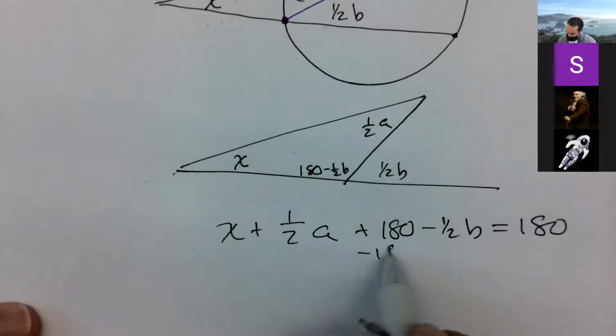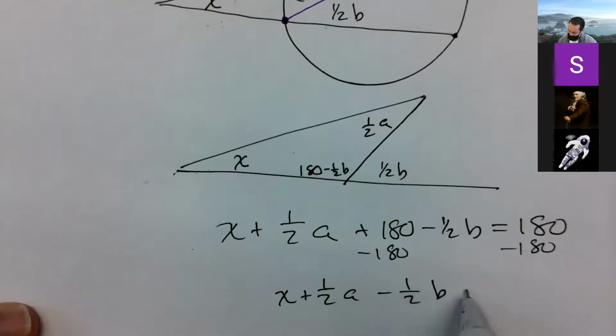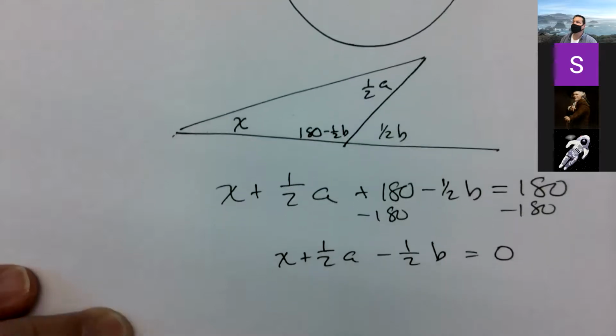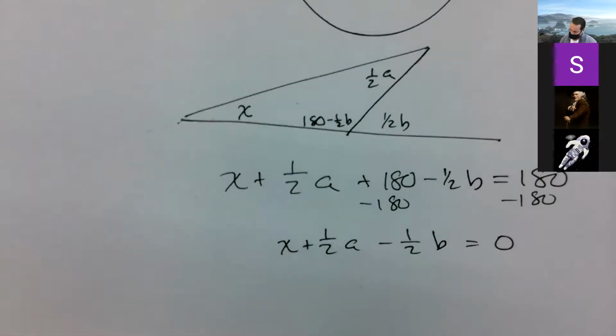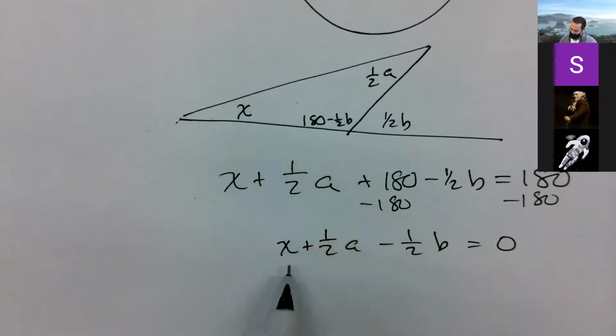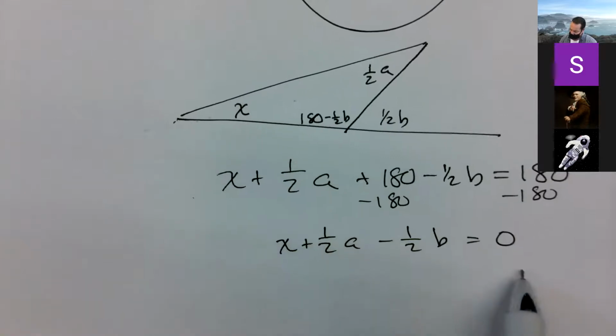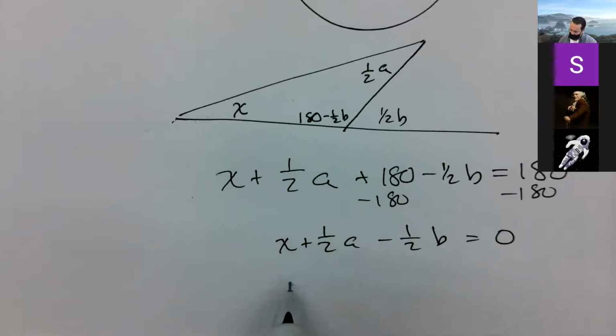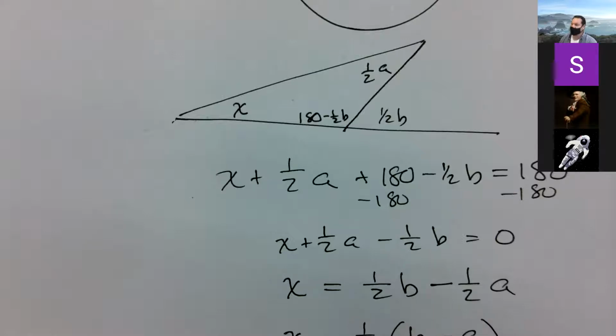Well, I've got 180 on both sides. So that means X plus 1/2 A minus 1/2 B equals 0. Well, I'm trying to solve for X, so let's get X all by itself. We'll subtract 1/2 A and add 1/2 B, and I'll get X equals 1/2 B minus 1/2 A. So X equals 1/2 of B minus A.